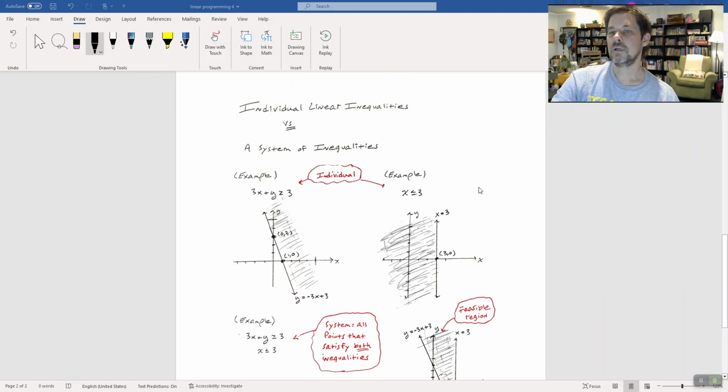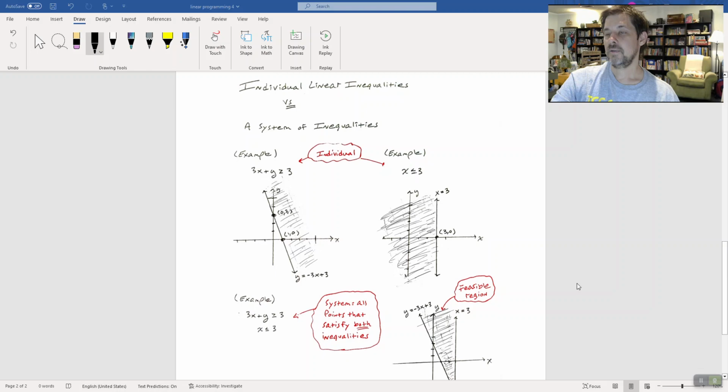So suppose you had a system of inequalities. And what's different about that is, so far, I've only looked at individual inequalities, okay? Meaning that we have these all by themselves, all right? Okay, so say you had like 3x plus y is greater than or equal to 3. You could graph that all by itself. Or x is less than or equal to 3. You could graph that all by itself.